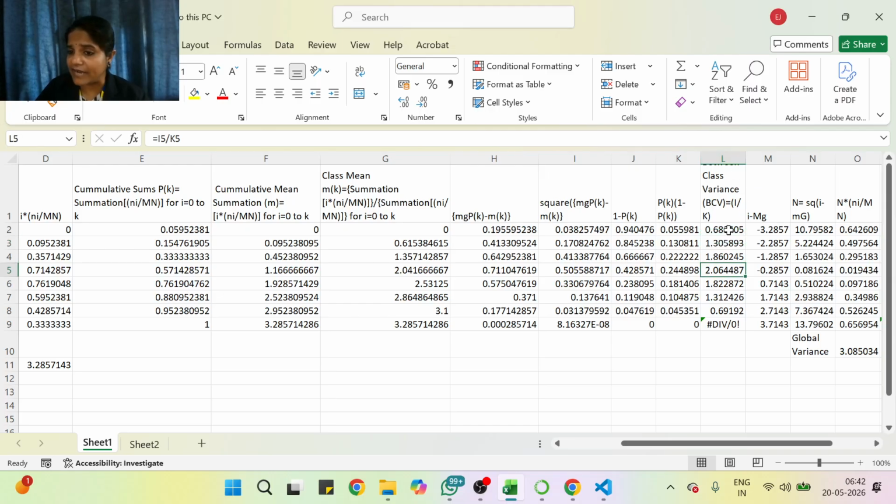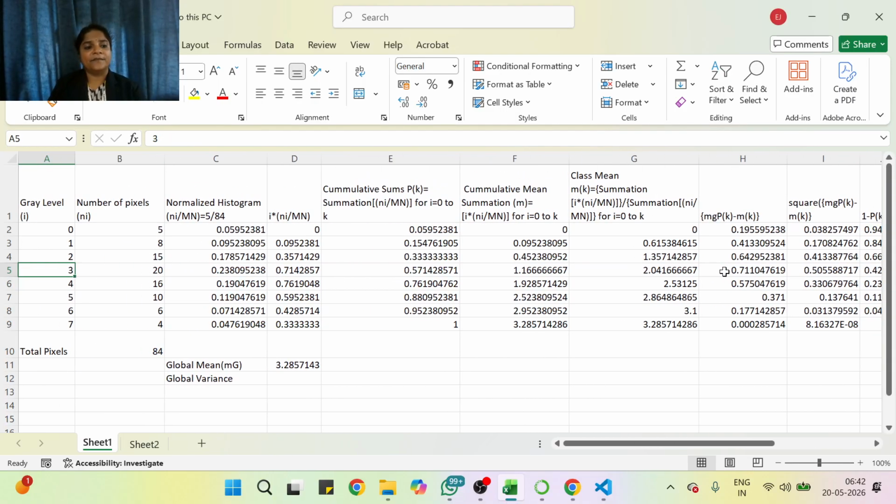Now look at the values I have obtained for between class variance. Does it resemble the graph that we saw when we simulated it in Python? So what is happening? The between class variance is increasing. It is becoming maximum at one point, and then again it is decreasing. Now at what point has it become maximum?